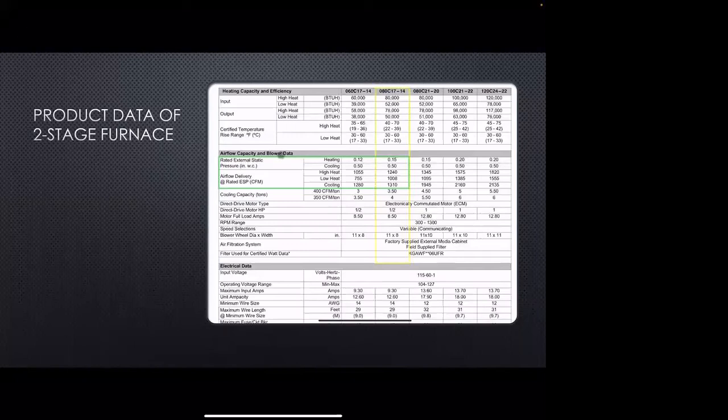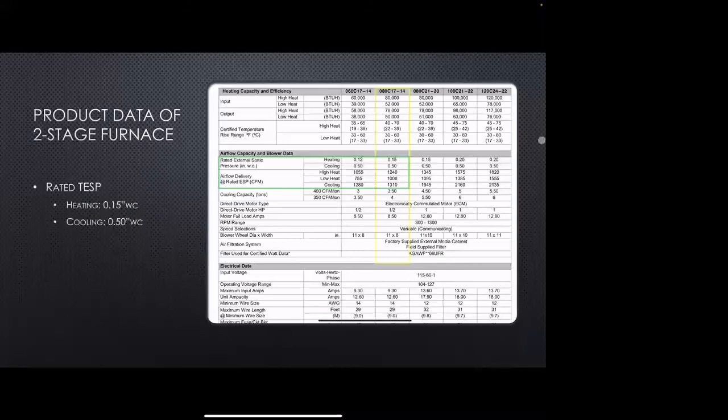Then we come down and we look at the rated static pressure. We'll look at that. It's about the same, right? 0.15 in heating, 0.50 in cooling. Now we have two stages of heat. We have low heat, we have high heat. Low heat's at 1008 CFM, high heat's at 1240. Cooling can go up to 1310. It's fine. So there's our rated pressure. Here's our heating airflow, low and high, and then here's our cooling airflow up to 1310.